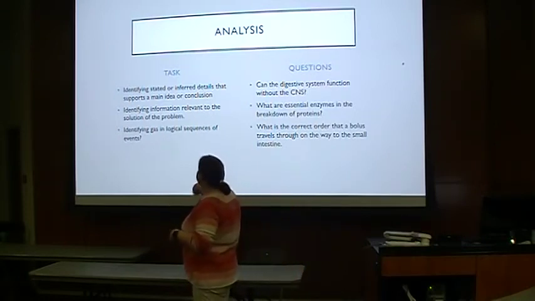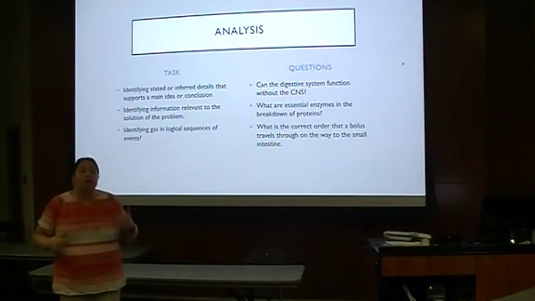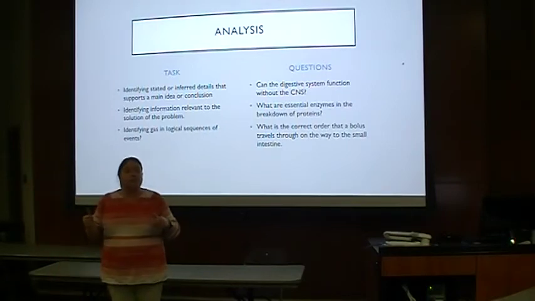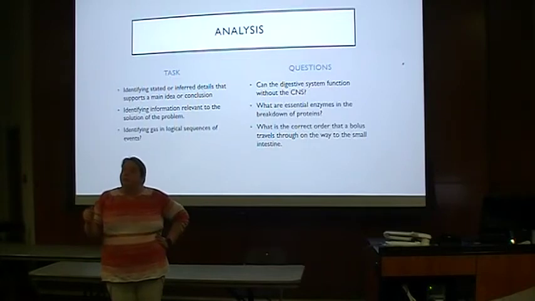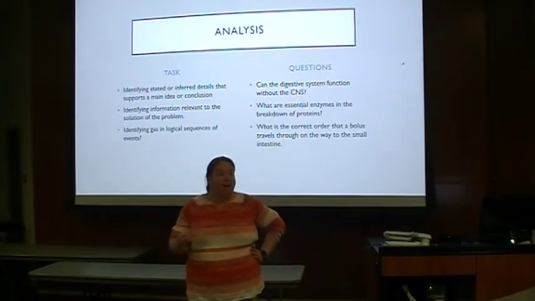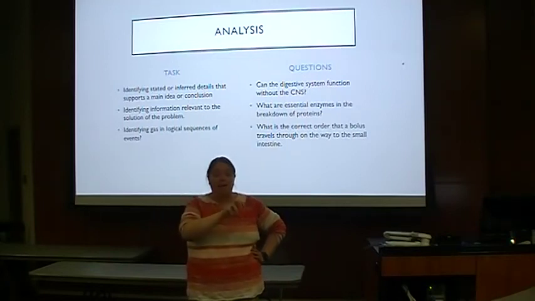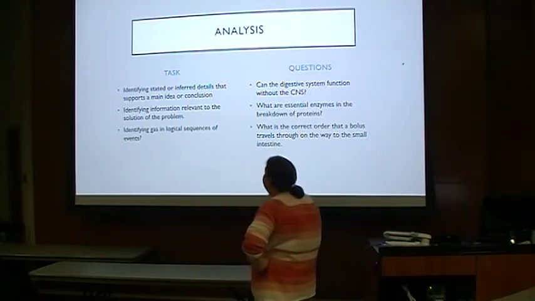Identifying information relevant to the solution of the problem. So what are essential enzymes in the breakdown of proteins would be one example. Another example, if we think about the musculoskeletal system, would be something along the lines of, what would be a way to address a lack of calcium in the body? So how could we fix that? That again would require a lot of analytical information, because you'd have to know the skeletal system would have to release calcium into the blood, or there would have to be an oral intake of increased calcium. So one of the two would have to happen there, okay?